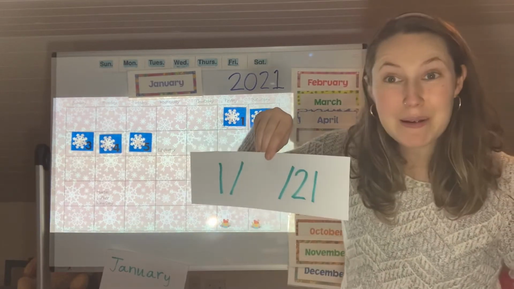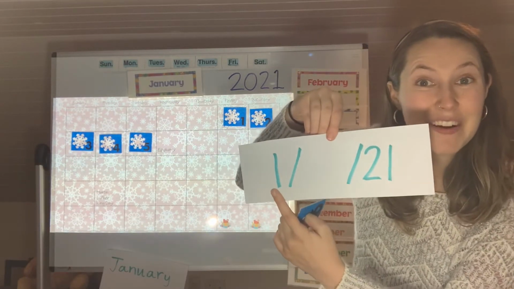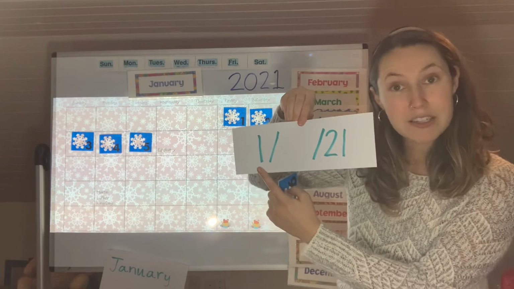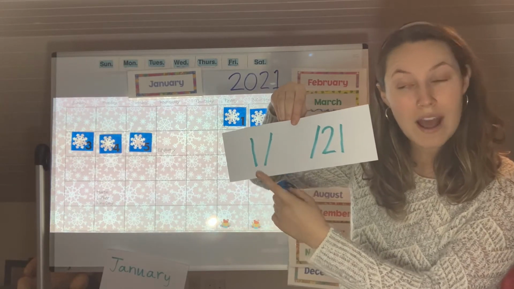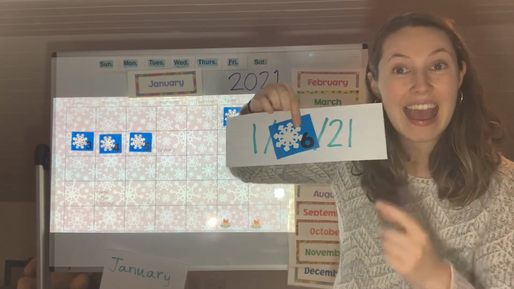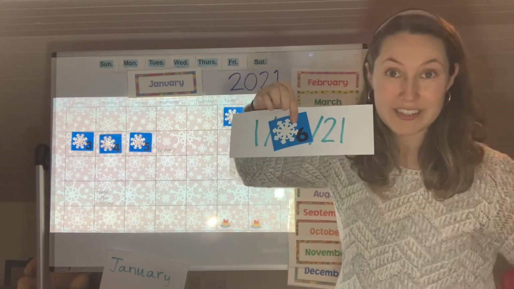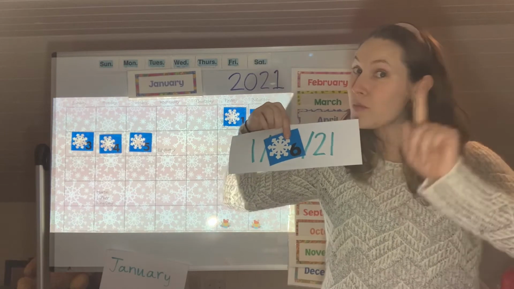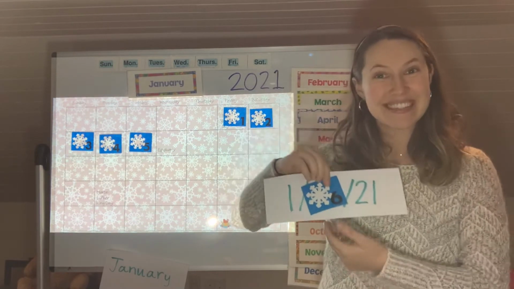Now, something cool about the month of January is it is the very first month. So when we're using our numbers to write the date, we're going to start with a 1. Now today is the 6th, so I have my 6. And then a 21 to show 2021. No more 20 to show 2020, so be careful about that.